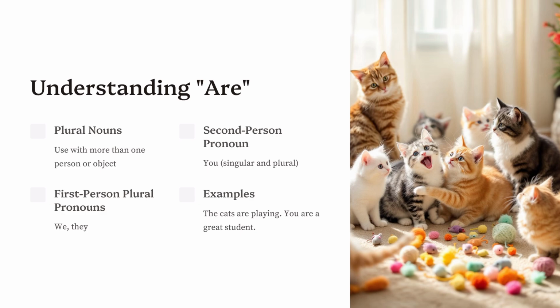So to recap, we say the cats are playing because cats is plural. We say you are a great student, whether it's one person or many, and we say they are having lunch because they refers to more than one. Now that you know when to use are, you're one step closer to mastering these essential verbs. So if you've been paying close attention, you can probably already anticipate situations where you'll confidently use are instead of is. So great work so far.